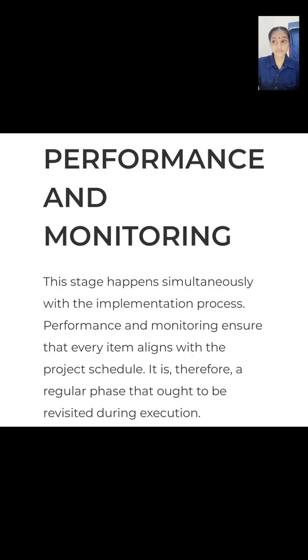Performance and monitoring. This stage happens simultaneously with the implementation process. Performance and monitoring ensure that every item aligns with the project schedule. It is therefore a regular pace that ought to be revisited during execution. Every activity of a commercial construction process from start to finish should align with the project management plan. The best tools to use at this stage are KPIs, or key performance indicators.